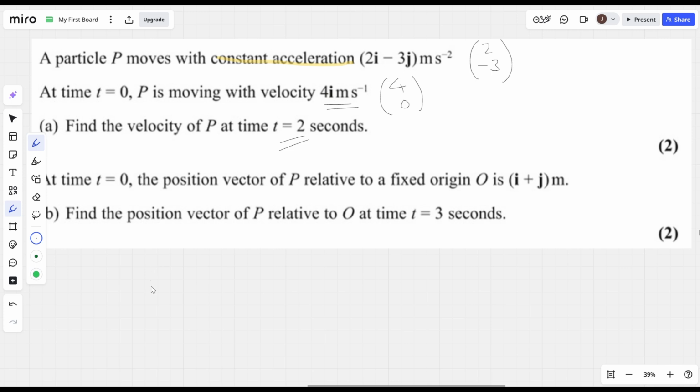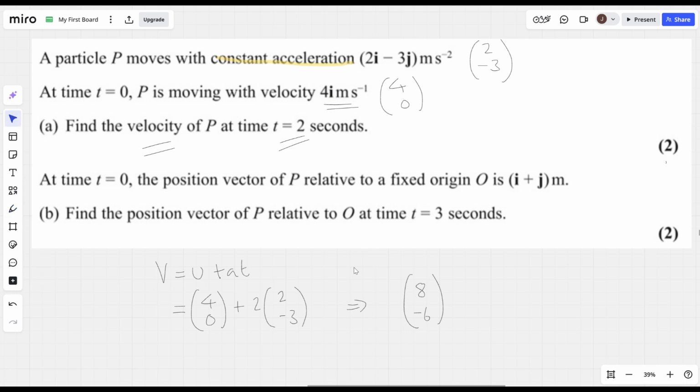At t equals 2, it's the same question, isn't it? So it's v equals u plus at, which is going to be equal to, the u was (4, 0). The t was 2 this time, and the acceleration was (2, -3). So what's that? That's 8 on the top, and that's a minus 6 underneath. And in this one, I think that's all I need to do, because it says find the velocity. That's also why it's perhaps just 2 marks.